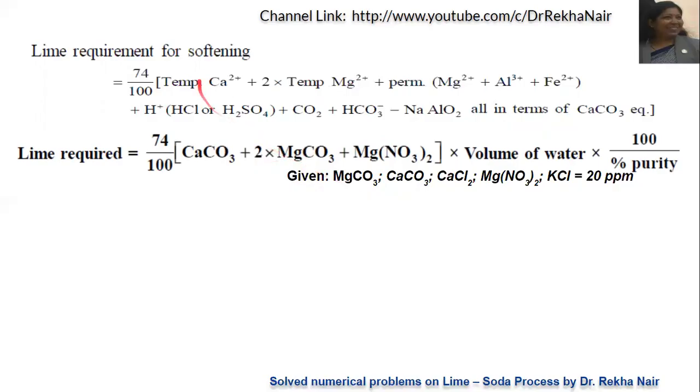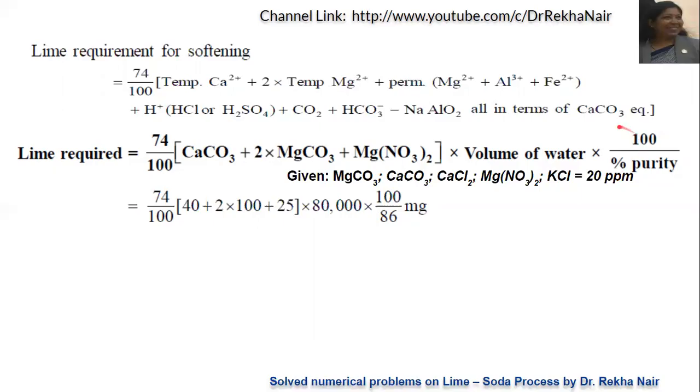Calcium carbonate, as temporary calcium, plus 2 into MgCO3 as temporary magnesium, plus permanent magnesium as magnesium nitrate, and all the other constituents are absent here. So we can directly multiply it with the volume of water. And the purity of lime was given as 86%. So to calculate that, we have to multiply it with 100 upon percentage purity.